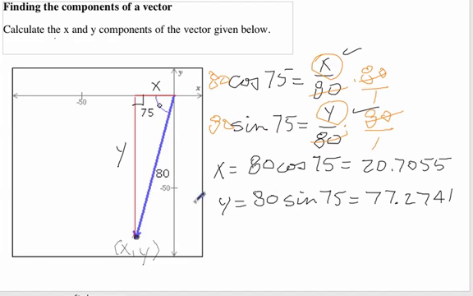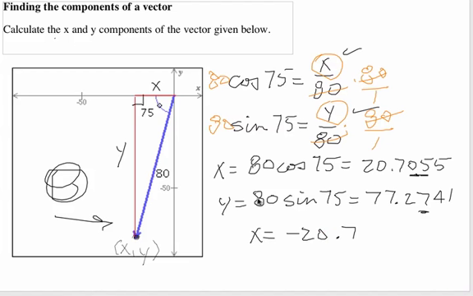First of all, we're in the negative realm here, right? Both of these have to be negative, and we have to round to the nearest hundredth. So what's that give us as our final answer? X is going to be negative 20.71, and our y is going to be negative 77.27. And that gives us our final answer right there.